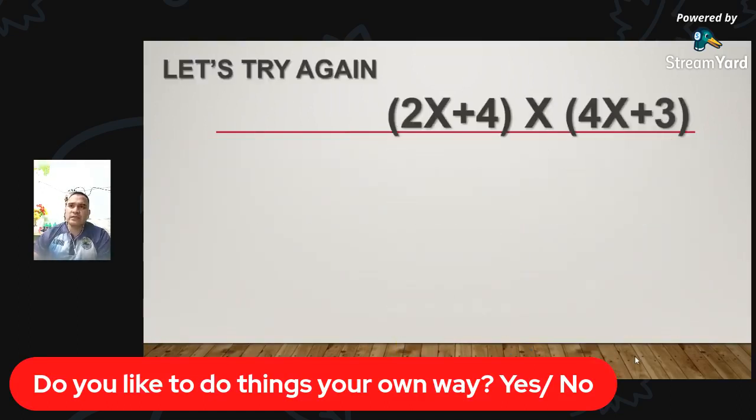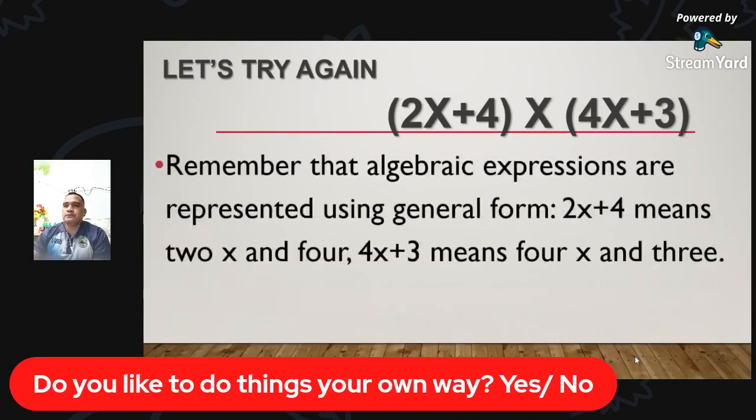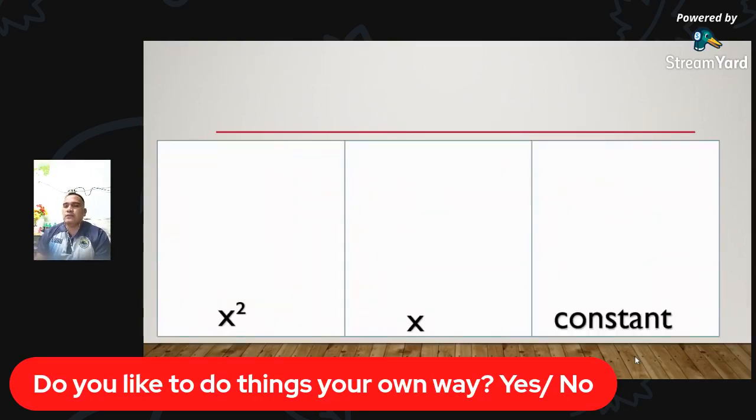So let's try another problem. We have 2x plus 4 multiplied to 4x plus 3. Remember that algebraic expressions are represented using general form. So 2x plus 4 means 2x and 4, and 4x plus 3 means 4x and 3. Again, we have three regions: x squared, x, and the constant.